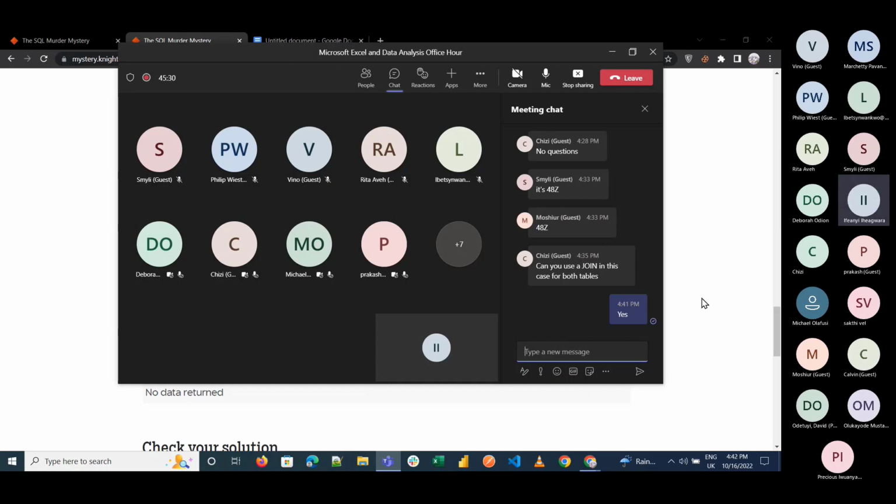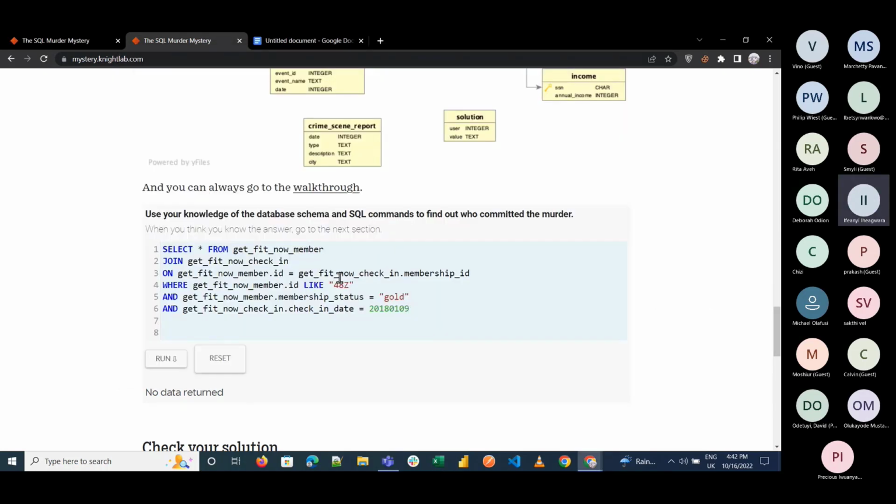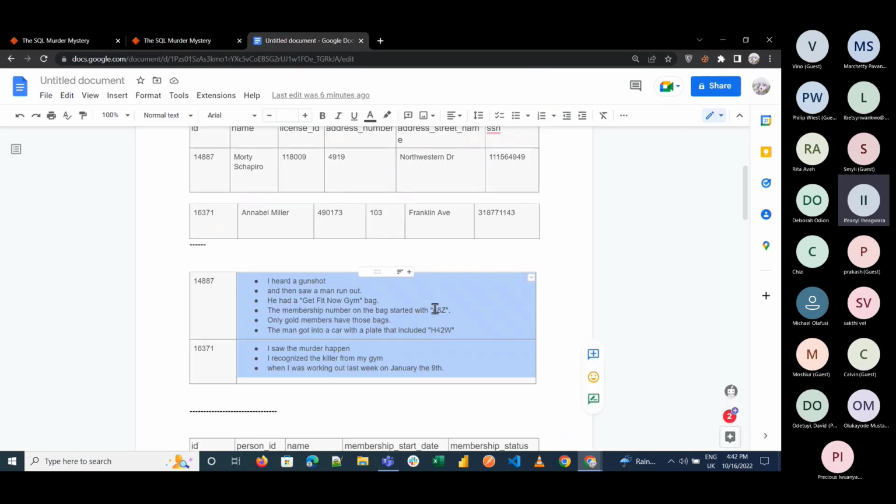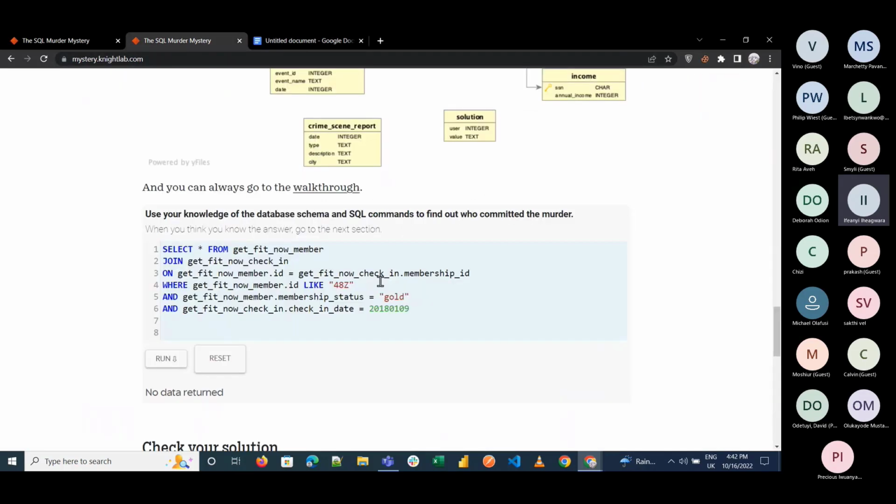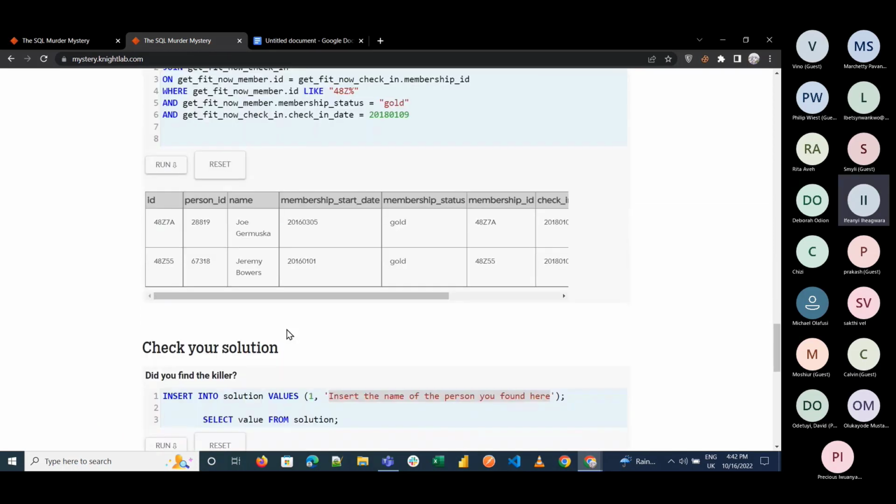So the mistake that we made, or the mistake I made, is, remember, the clue told us that the ID number starts with this. That means there are also other digits outside this ID number. It's not just this ID number. So I should have kept the wildcard here. Let me run it now. Exactly. So now we have our information.